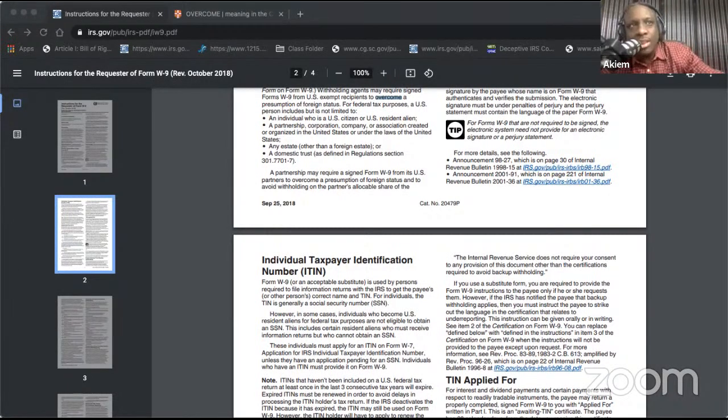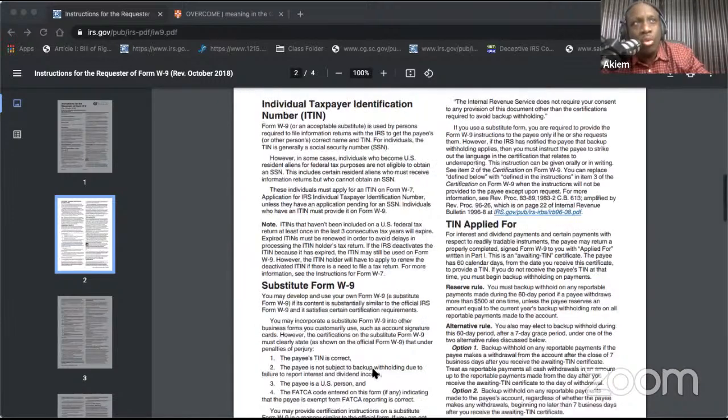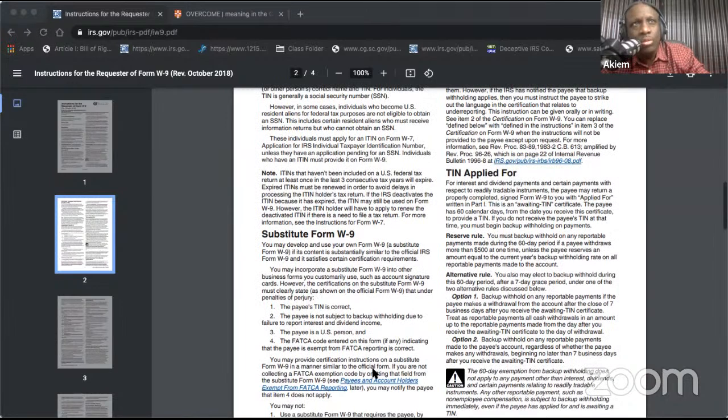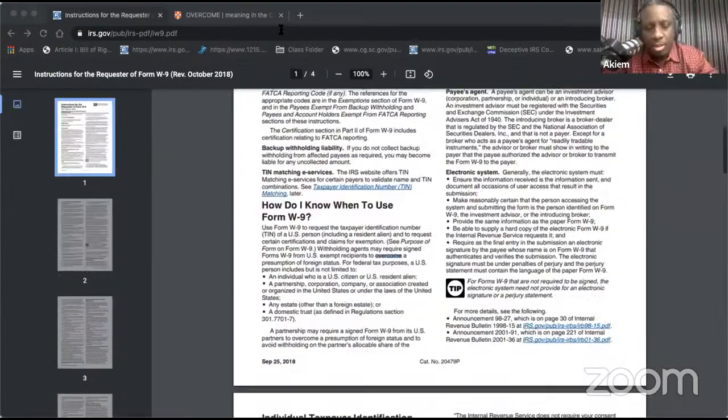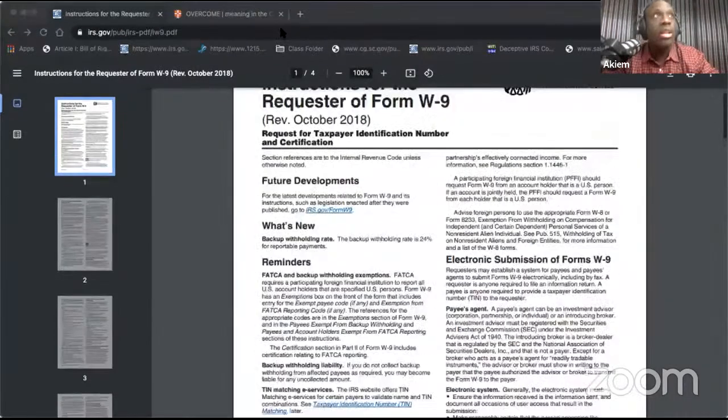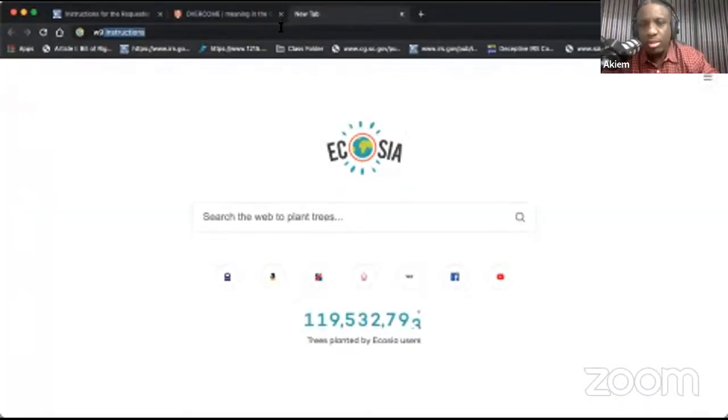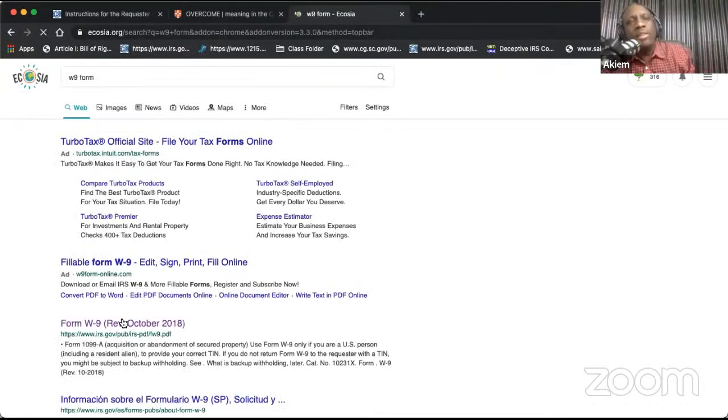And same thing with this. This thing tells you when you use it, right? It tells you in here in these instructions. It says, who uses this form? Who's the form for? These are the instructions. But if you pull up the actual W-9 form, see, the issue also is a lot of people out there are taking information from people on their word and not reading forms.